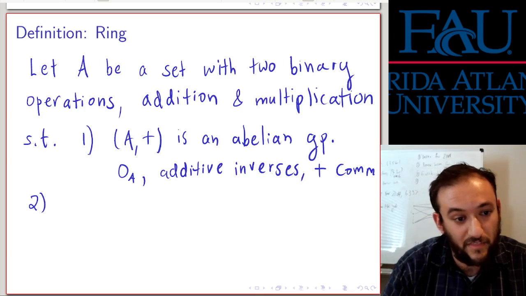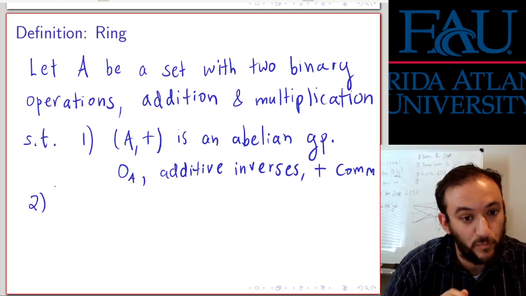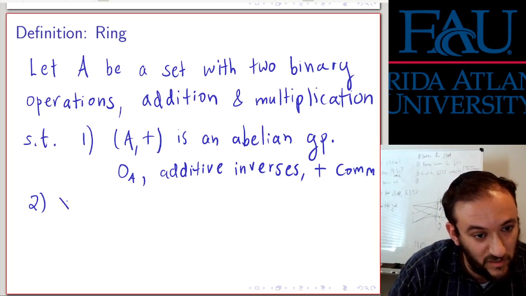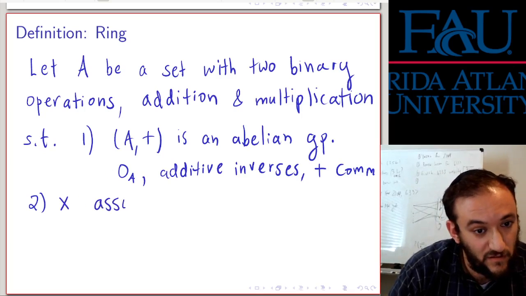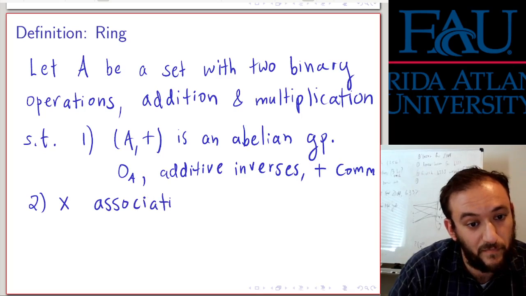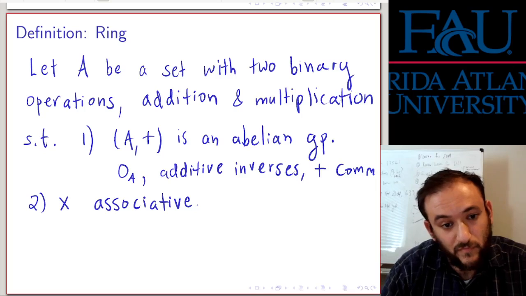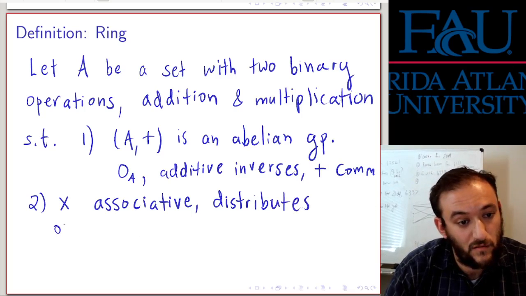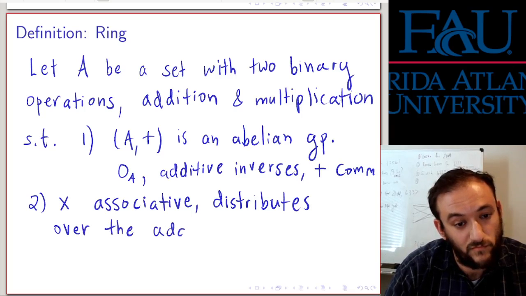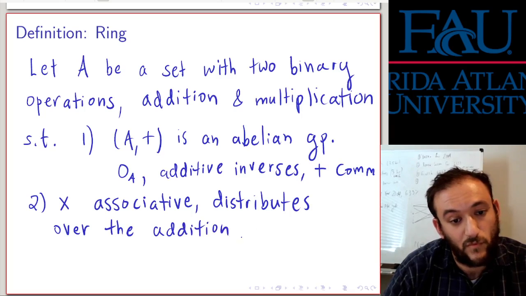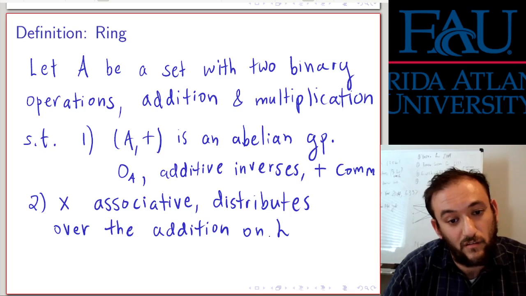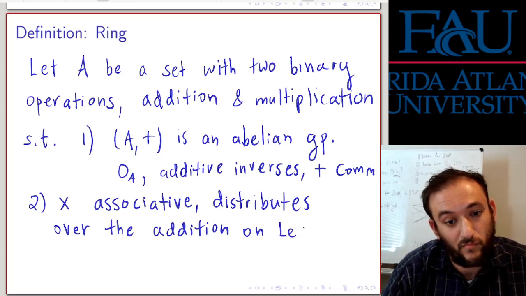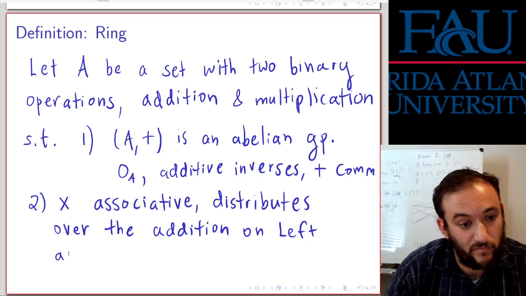Second, the multiplication, while it doesn't form a group with A, we do have that the multiplication is associative. And it distributes over the addition on the left and the right.